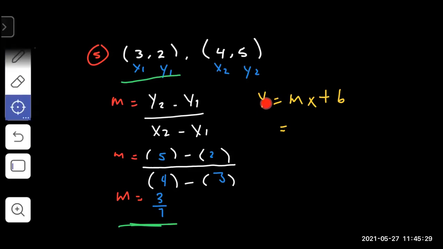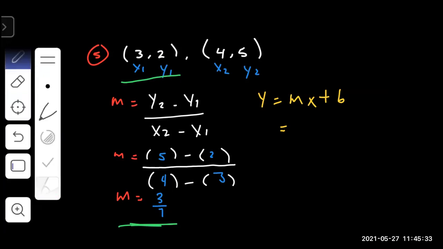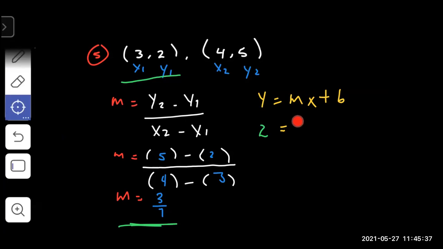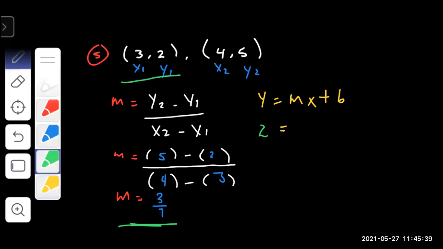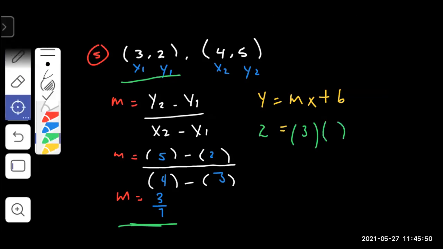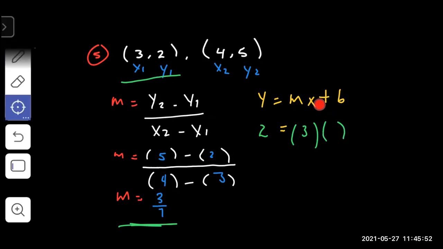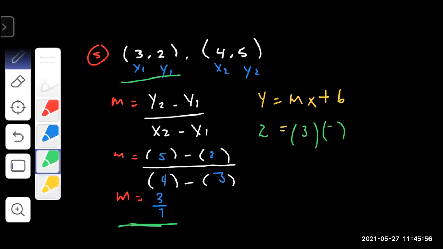What is the value of y in the first point? 2. Okay, let's put 2. And what is m, guys? 3 over 1. Guys, we don't need to put that 1, right? Because it's 1. Just put 3. And then what is x, parentheses? 3. X in this point, because we are taking the first point, is 3. That's correct. And plus b.